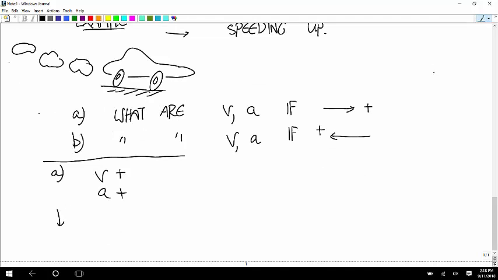So now the same motion, the car is still doing the same thing, but now the positive direction is the other way. What's the sign of the velocity? So now the car is moving in what we're calling the negative direction. It's speeding up, so what does the sign of the acceleration have to be? Negative.